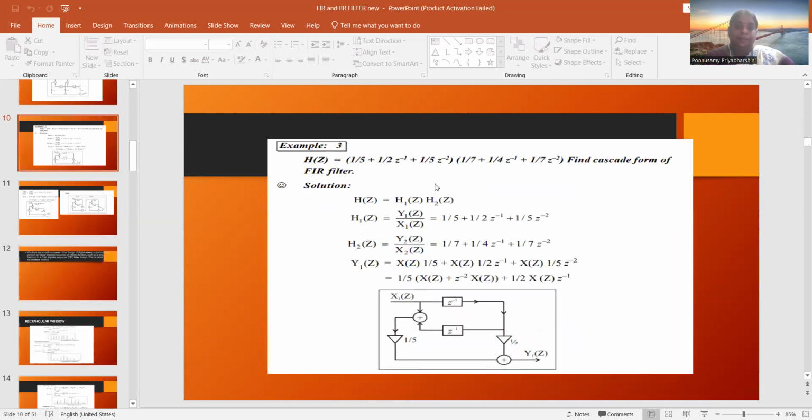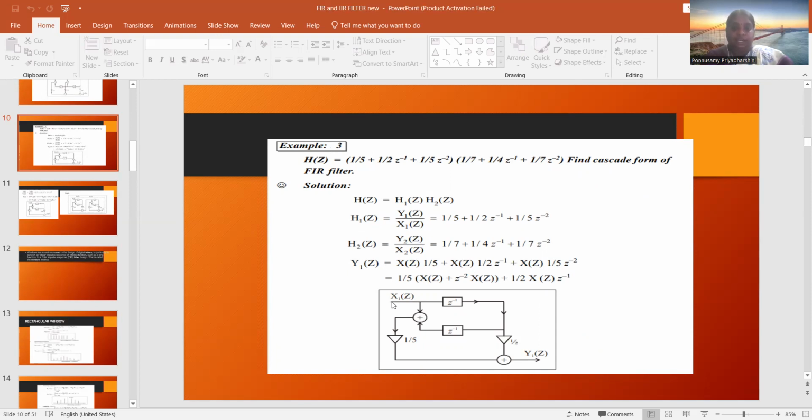The next example is to find the cascaded form. So they are given a question. For this question, we have to draw the cascaded form realization of the FIR filter. So H of z is H1 of z into H2 of z. H1 of z is Y1 of z by X1 of z, and H2 of z is Y2 of z by X2 of z. Like this, if I separate, the multipliers are separated similarly.